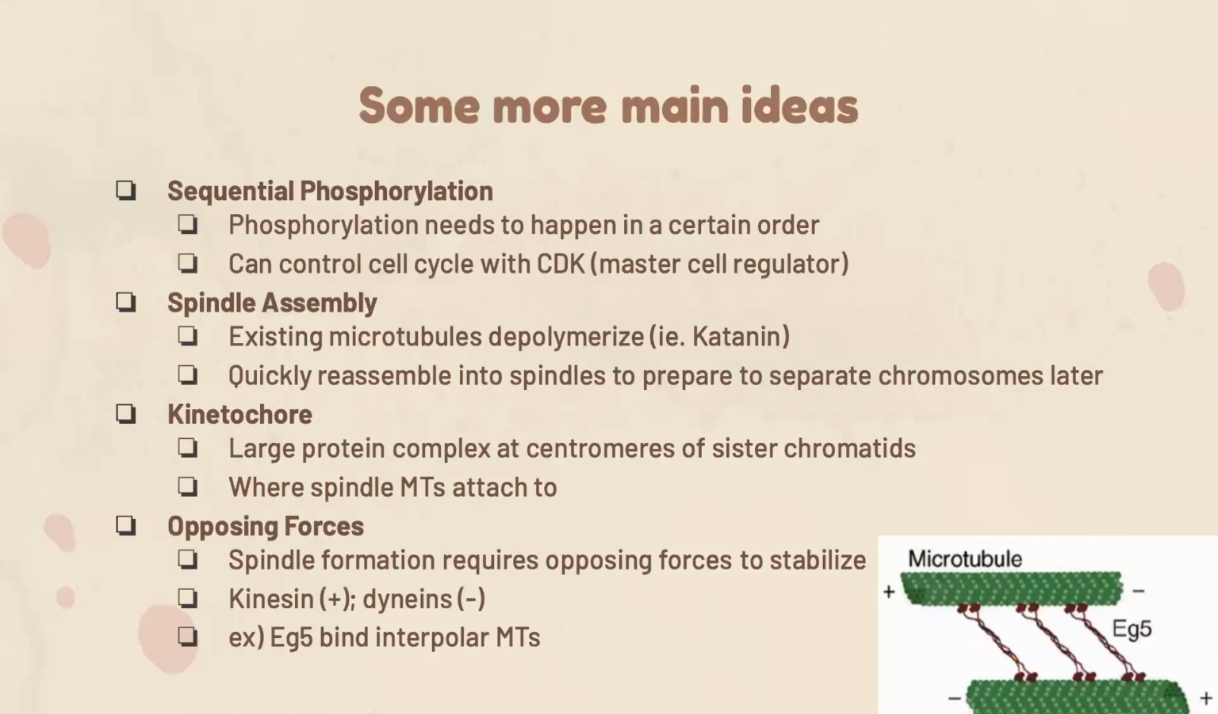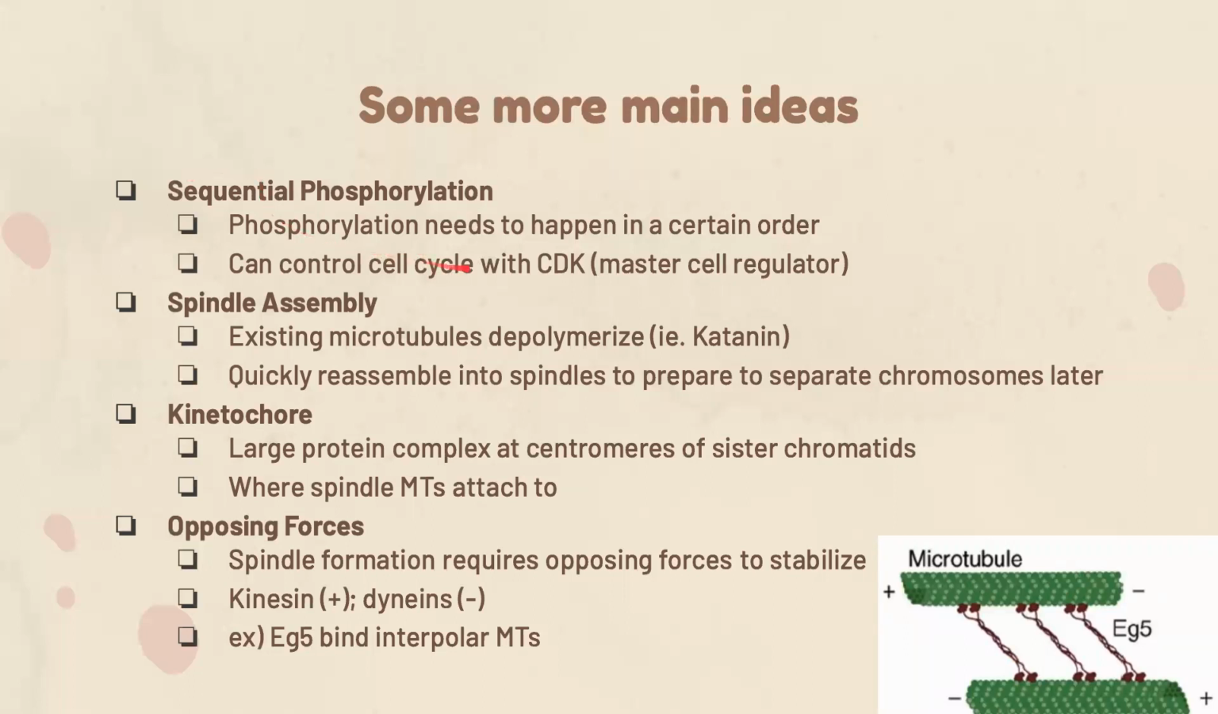So some more main ideas that I compiled all together. Again, if you want more details about each one, the different weekly reviews have more detail. But just to bring across the main ideas, you have sequential phosphorylation. This is the idea that phosphorylation has to occur in a specific order. If something upstream has to be phosphorylated but it's not, everything downstream can't occur, and vice versa.